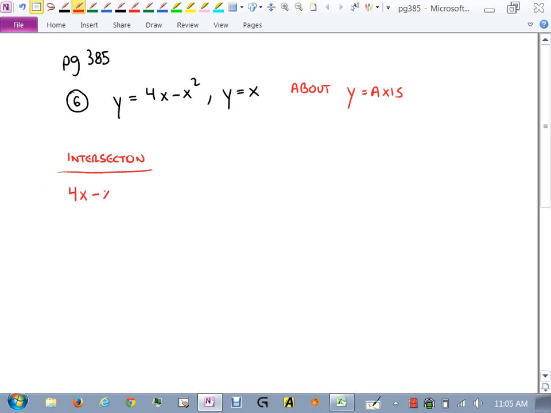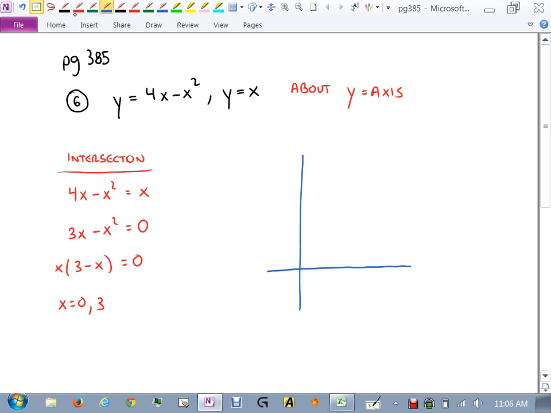So set them equal to each other. And this is just a quadratic equation. I can move everything to one side, so I'll subtract x on both sides. Get this. I'll factor out a GCF of x. And that gives me two answers, 0 and 3. Is that all right? So what I know is that when I graph these, they will hit at 0 and 3.